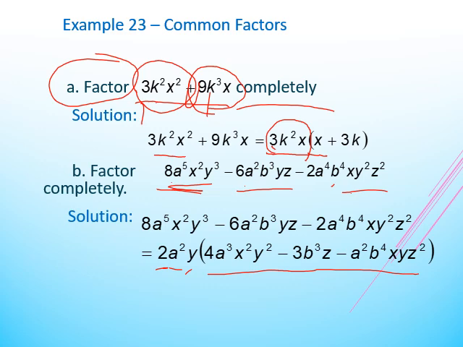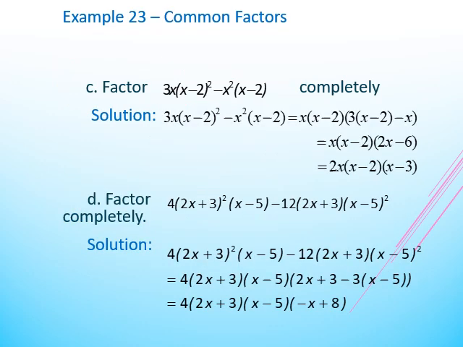2p times 4a to the power 3 x squared y squared. This is the rest of the first term after taking this common factor, and minus 3p to the power 3 z. This is also the rest of the second term after taking this common factor, and finally the third term will be a squared plus p to the power 4 x y z squared. This is for factoring this polynomial completely.